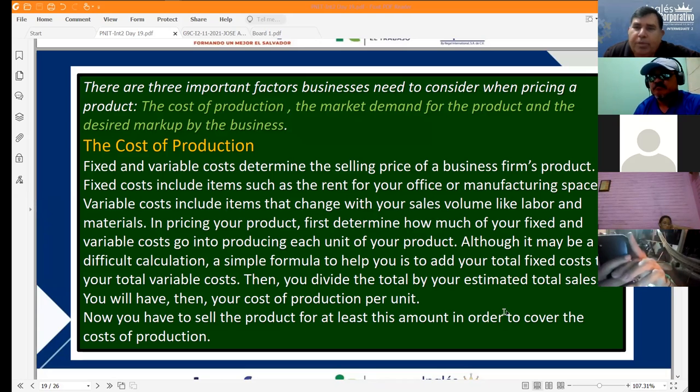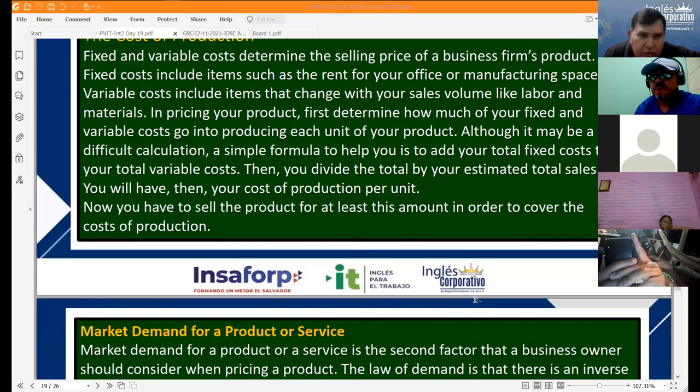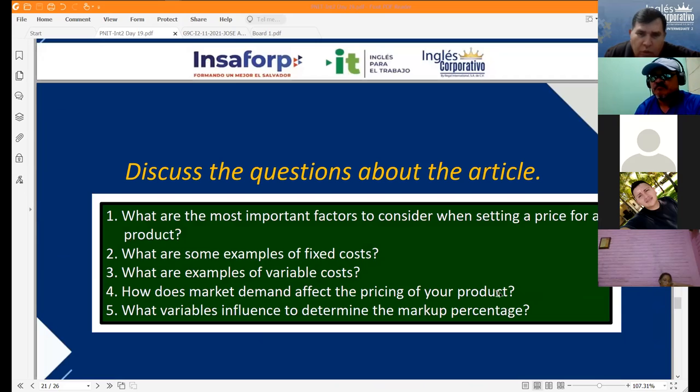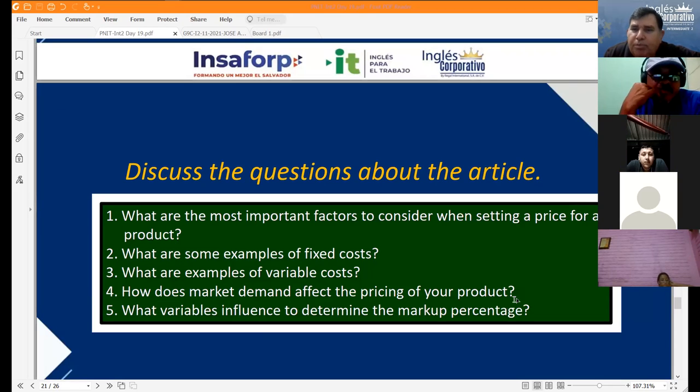Okay, now that everybody is here, let's continue. We're going to discuss the questions. Question number one, what are the most important factors to consider when setting a price for a product?